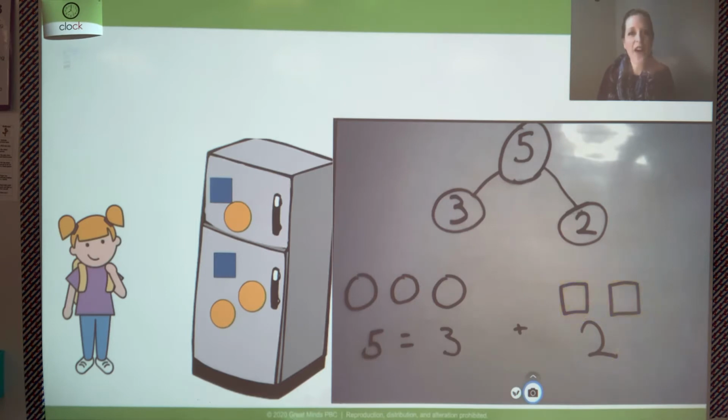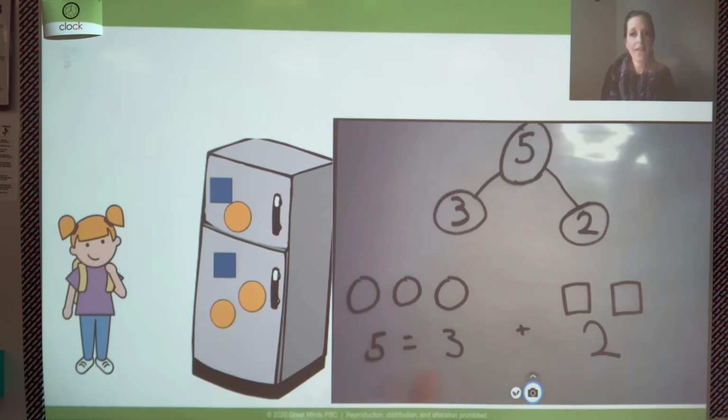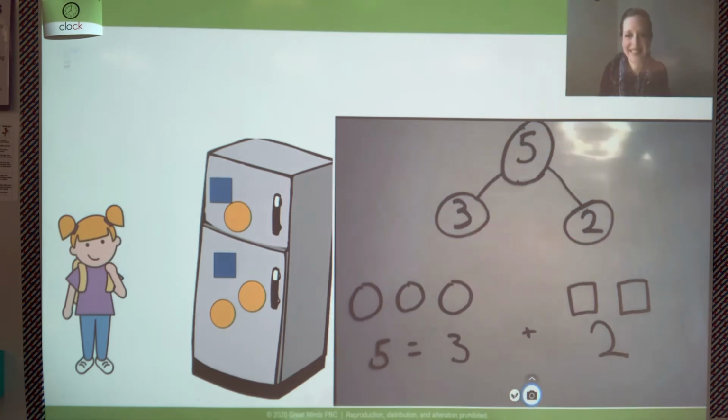There are 5 shape magnets on Annalise's refrigerator. 3 are circles and 2 are squares. 5 is 3 and 2. 2 of the shapes are squares and 3 are circles. 5 equals 2 and 3 together. Pause the video to write that number sentence on your board.